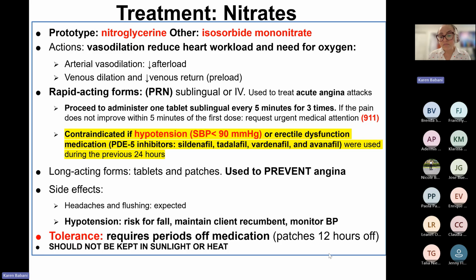Obviously, we are not going to give this to the patient if your patient already has low blood pressure. If you go in there and their systolic is less than 90, this is contraindicated. Or if your patient is taking phosphodiesterase inhibitors. Phosphodiesterase inhibitors, which are what?